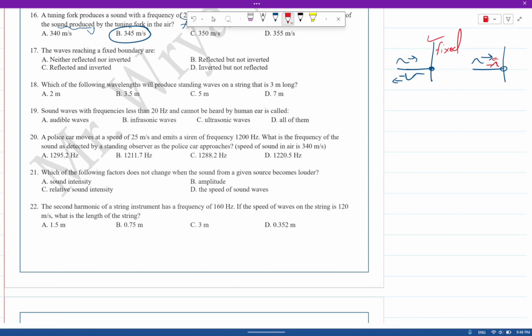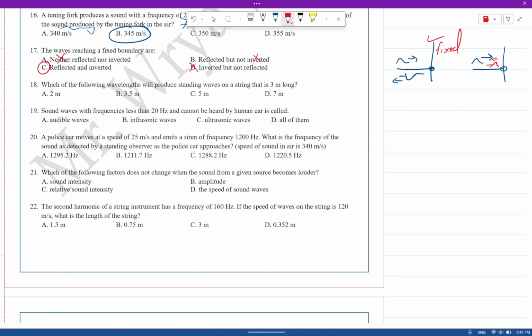So for a fixed boundary, the first option says neither reflected nor inverted, incorrect. Reflected but not inverted, incorrect. Reflected and inverted, it is correct. Inverted but not reflected, incorrect. So it is option C.